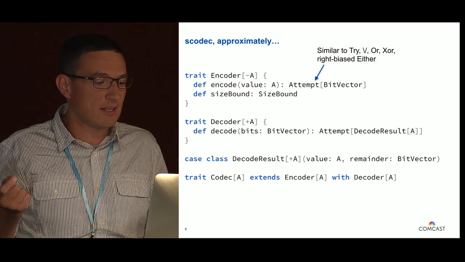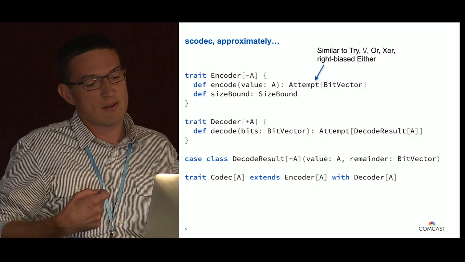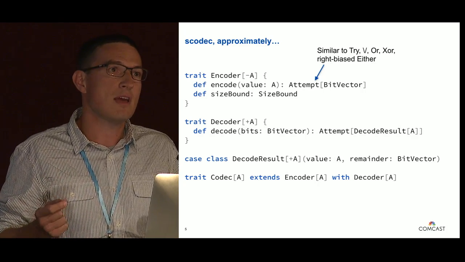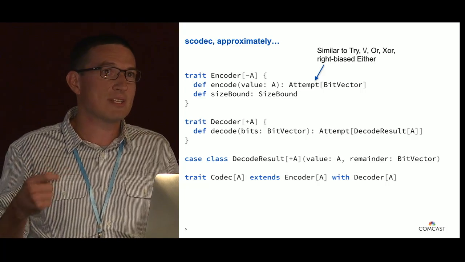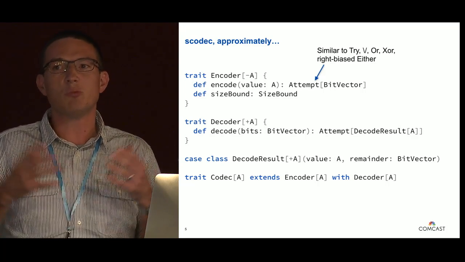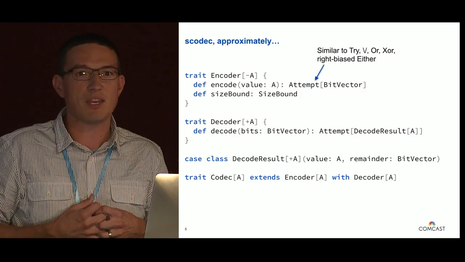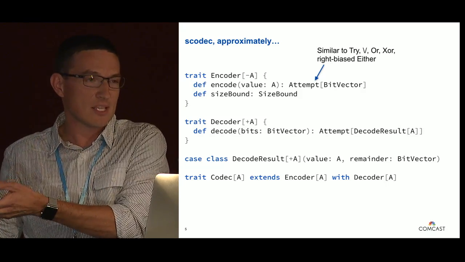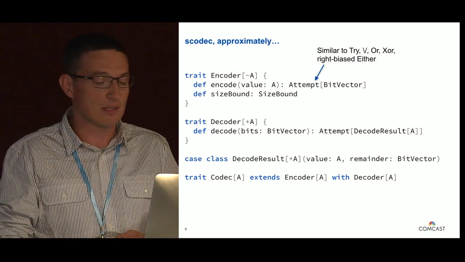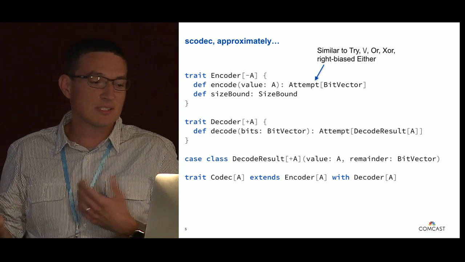A decoder is, in a sense, simpler. It's just given a set of bits as input, and attempts to decode that to a value of type A, as well as return a remainder, any bits that were left over that weren't consumed. So imagine a 32-bit integer decoder: it can consume 32 bits from that input bit vector, yielding a successful result with the input less 32 bits as the remainder.